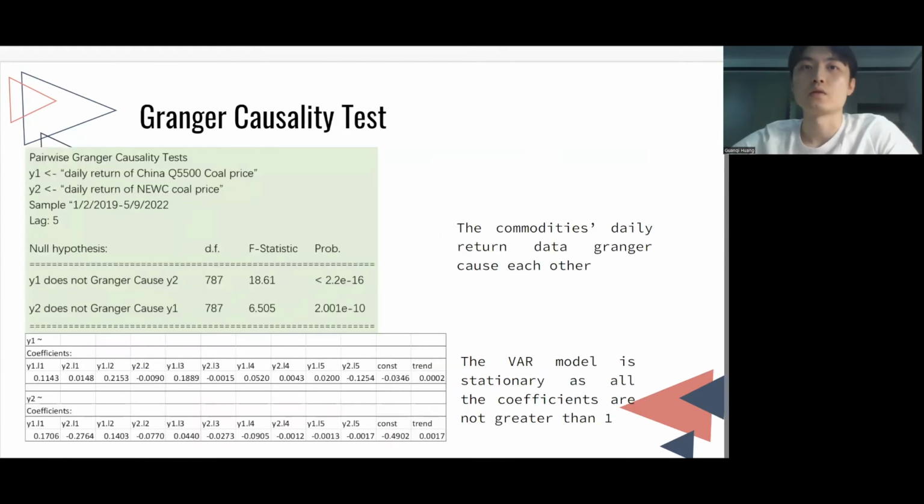Finally, the Granger causality test uses F statistics to do the joint hypothesis test on the coefficients. The result shows the commodity daily returns Granger cause each other, which means the commodities' daily returns have a co-integration relationship. Besides that, we can assume the VAR model is stationary as all the coefficients are not greater than 1.